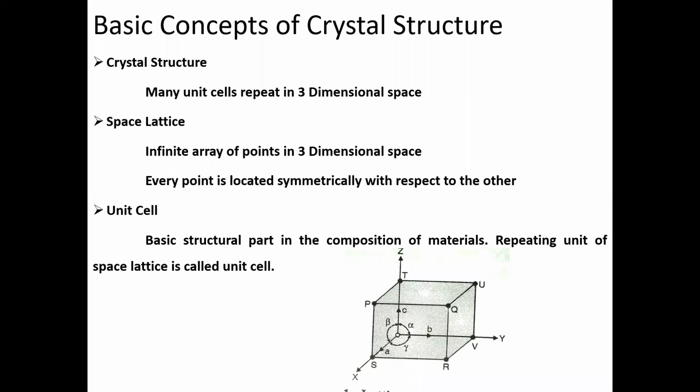Based on the relation between a, b, c and alpha, beta, gamma, there are a total of 7 crystal systems and 14 Bravais lattices. So these lattice parameters are important. You have to remember the convention. So a is in the x direction, b in the y direction.